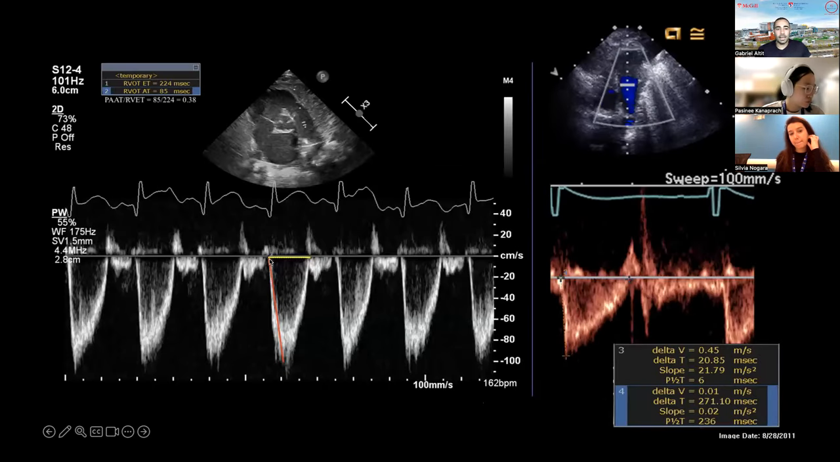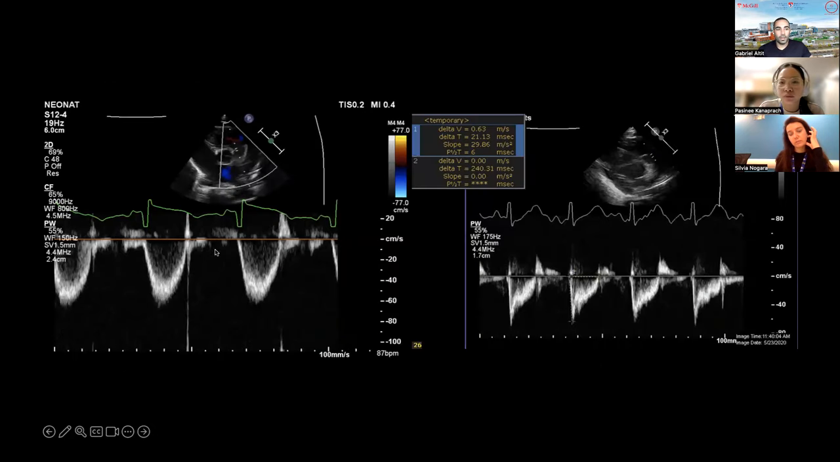So that's an example of ejection time and acceleration time. Here, I'm going to criticize myself. This is way too far into the pulmonary artery. This needs to be much closer to the valve. Like here, this is pretty good. Here I get a very short acceleration and you can see the ejection. So this is very concerning for high RVOT afterload, high RV afterload.